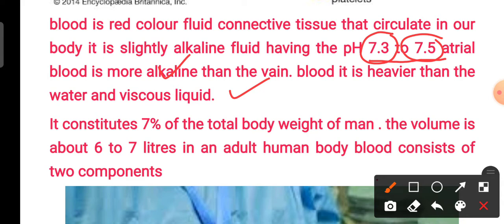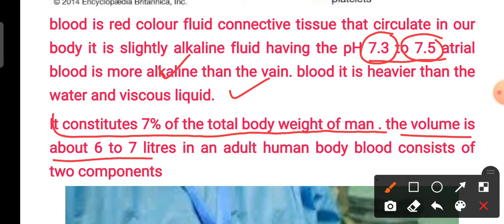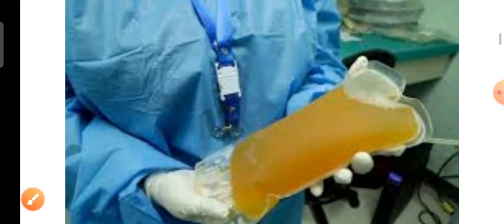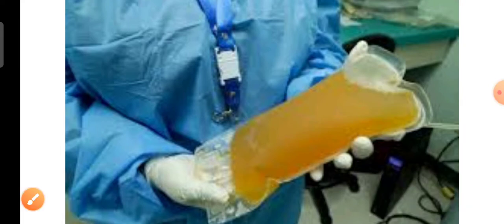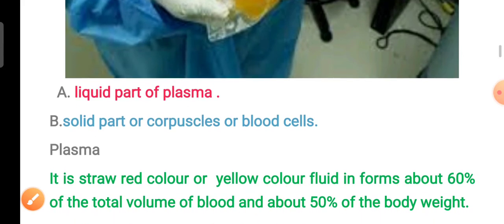And you can see here another point: it constitutes 7% of the total body weight of men. The volume is about 6 to 7 liters in an adult human body. And here you can see this is the plasma, which is used to treat some kind of disease.